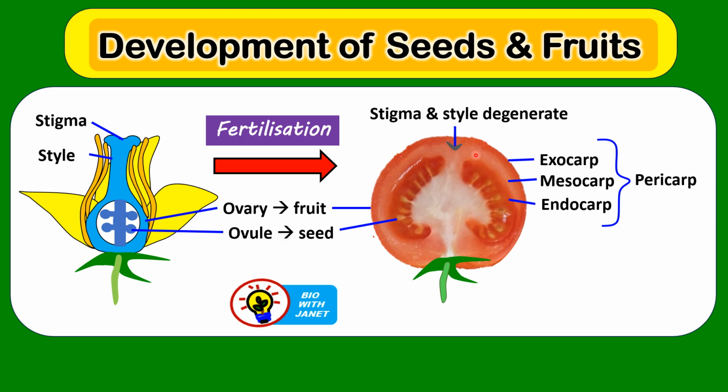If you consider a tomato, the fruit wall is very juicy. It actually develops from the ovary wall in the flower. Various parts of the flower will undergo development to form various parts of the fruit after double fertilization. For example, the ovule will become the seed. So let's find out more about this development of seeds and fruits after double fertilization.